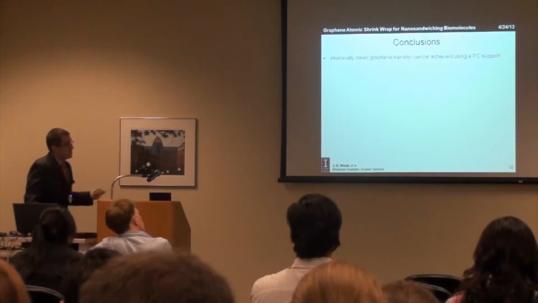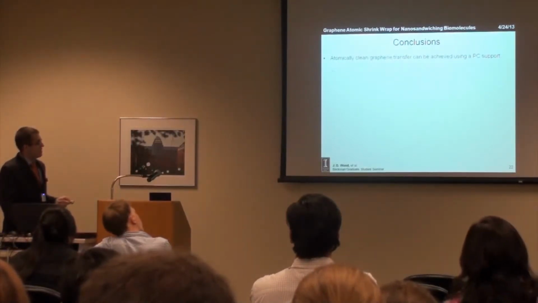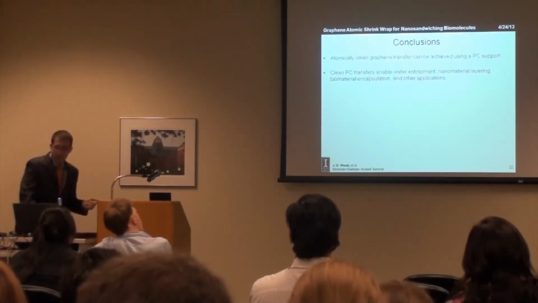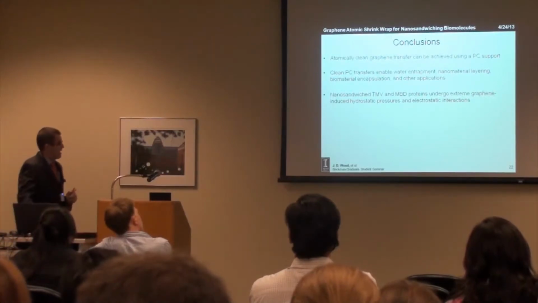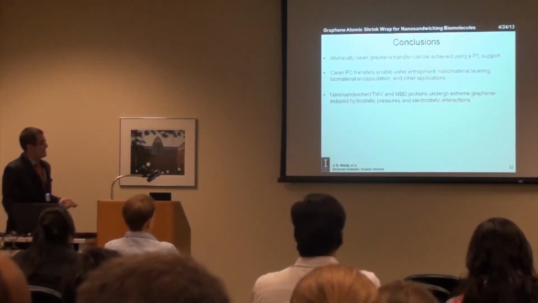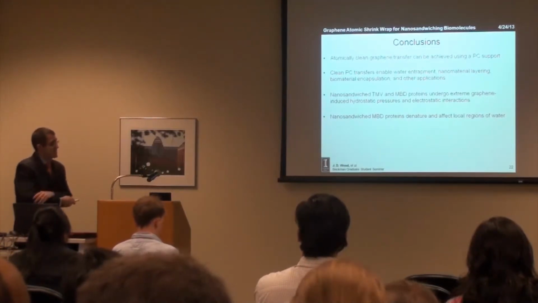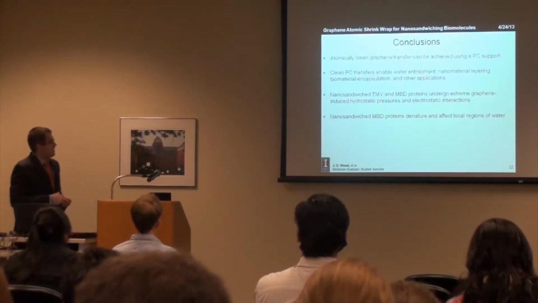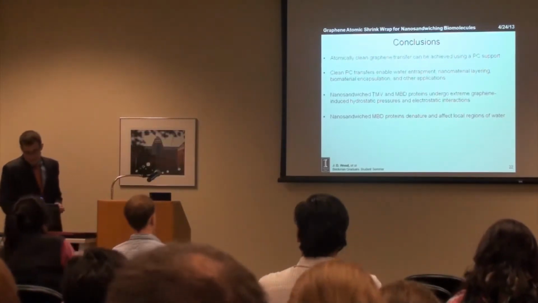So to that end, we have accomplished a clean transfer method using polybisphenol A carbonate. We use that to entrap water, other nanomaterials, biomaterials, for other applications. We looked at specifically two different biomolecules, tobacco mosaic virus and MBD. The extreme hydrostatic pressures cause these things to change their conformation and denature underneath the graphene sheets. This affects the local regions of water in the vicinity.